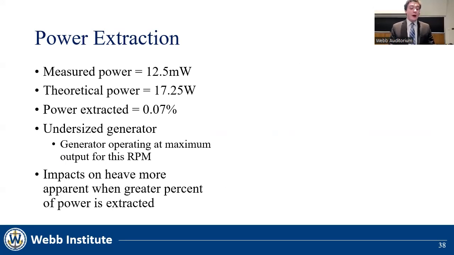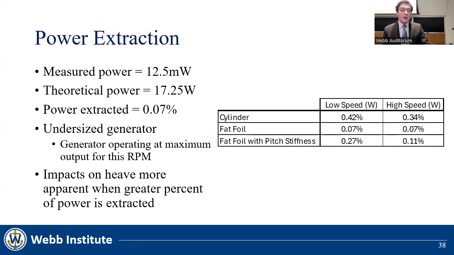Impacts on heave were, however, more apparent when a greater percent of the power was extracted from the system. So for the cylinder condition, where 0.42 and 0.34% of the power was extracted, we actually did see increased beating as more of that energy was extracted and the oscillations were further dampened.